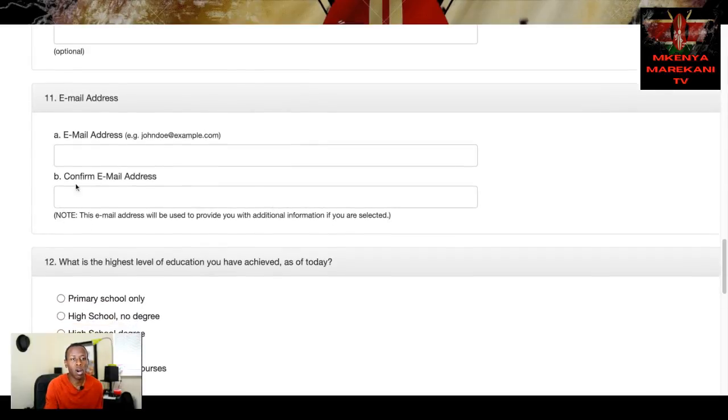And even it says after part B, it says note, this email address will be used to provide you with additional information if you are selected. Yeah, it goes ahead to confirm that you must, I don't know where you can save your email address, but just have it confirmed, have it secured.